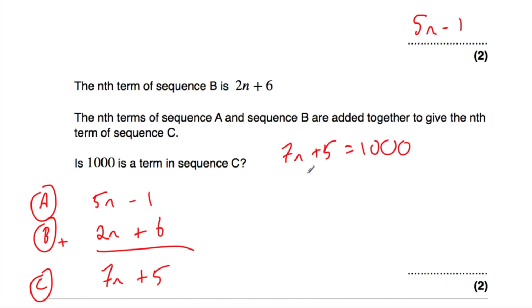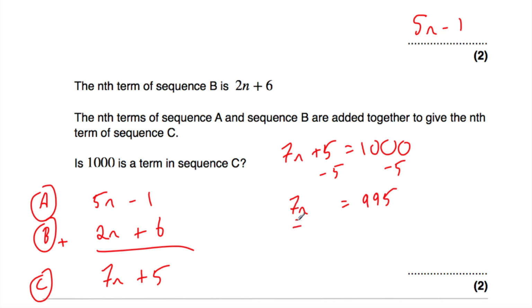And if n is a whole number, such as 17 or 100, then you know that 1000 is a term in the sequence. But if it's a decimal number, then it's not. So if we want to solve this equation, we want to get the n outside. So let's take away 5 from both sides. So take away 5 and take away 5, and we get that 7n is equal to 995.